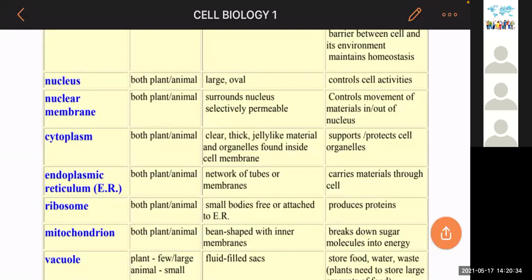Is it the smooth endoplasmic reticulum? No. The endoplasmic reticulum that is attached with the 80S ribosomes studded to it. What do we call that type of endoplasmic reticulum? What is it called? Polysomes.